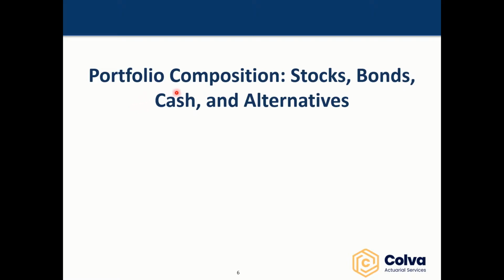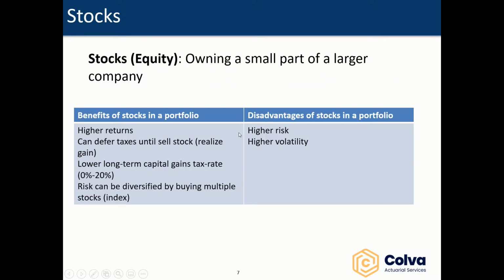So let's talk about portfolio composition: stocks, bonds, cash, and alternatives. What are they, and what do I need to know about them? We'll start with stocks. When we talk about stocks, we're essentially talking about owning equity. We own a small part of a larger company.